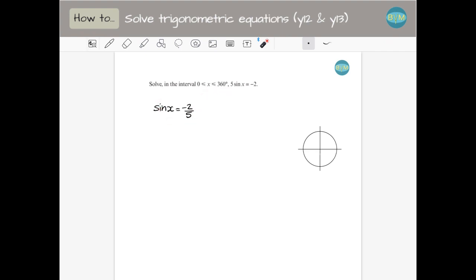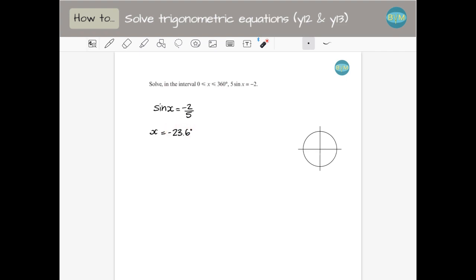Please be super careful with the calculator. If you are working in degrees, you have to have your calculator in degrees. If you are working in radians, your calculator must be in radians. Otherwise, your answer will be completely wrong. So calculator in degrees, because I'm working with degrees. You do sine minus 1 of x. The calculator is going to give you the first value, the principal answer, which in this case is minus 23.6.